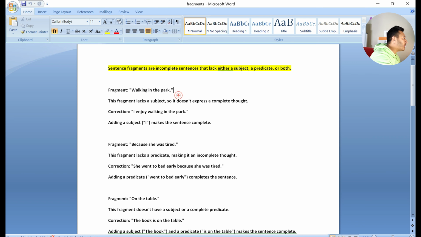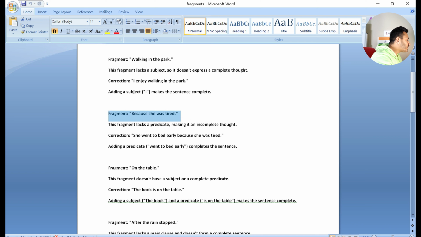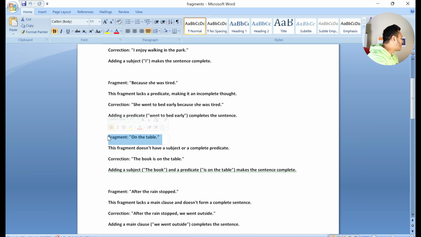So fragment, walking in the park. This fragment lacks a subject. Here I'm not putting any subject. As I told you before, who is walking in the park? If you write a proper line, I enjoy walking in the park, right? Because she was tired, incomplete. She went to bed early because she was tired. I'm just taking an example. You are doing the same thing in summarize spoken text as well. Fragment, on the table. The book is on the table.